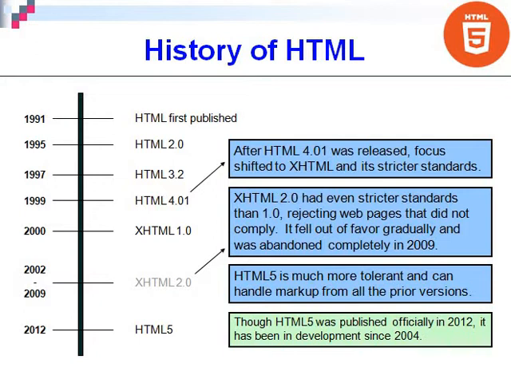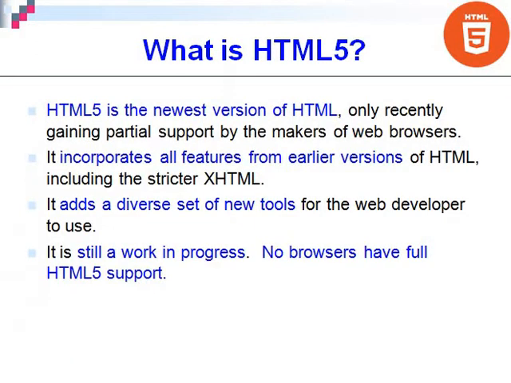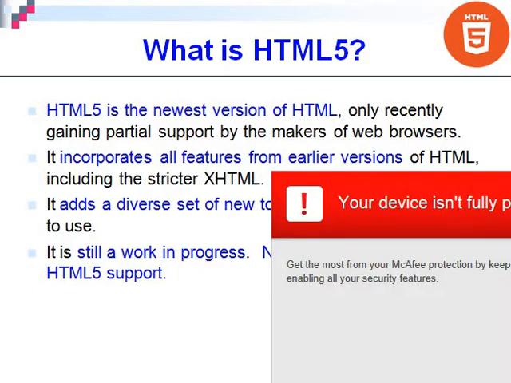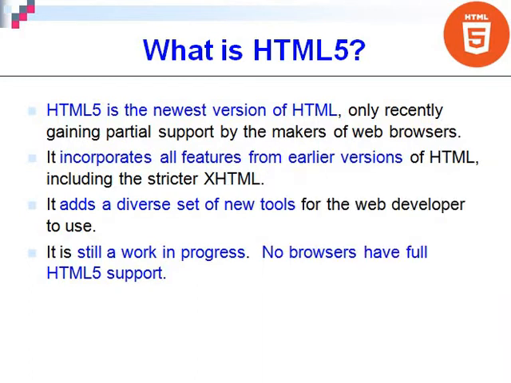Now we see what HTML5 is. HTML5 is the newest version of HTML. It supports all features from earlier versions of HTML, including strict XHTML. In addition to that, it adds a new set of tools for web development. Still, HTML5 is a work in progress. No browsers have full support for HTML5.